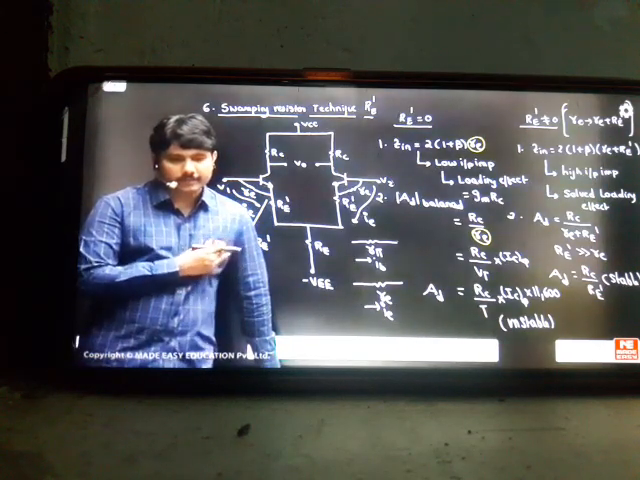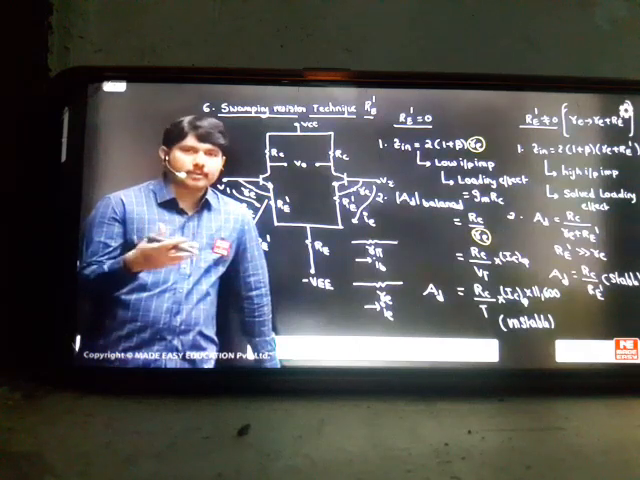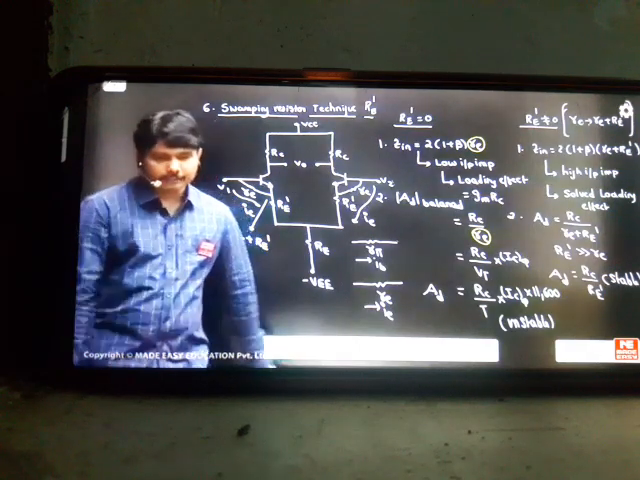Why can we say that CMRR measures the ability of the circuit? It is telling about the ability of the circuit, how much the noise is getting rejected. Noise means you can say common mode is a noise for you. You can take it as noise.